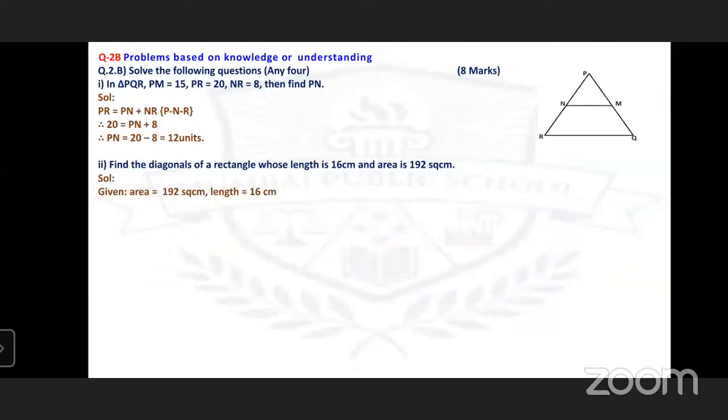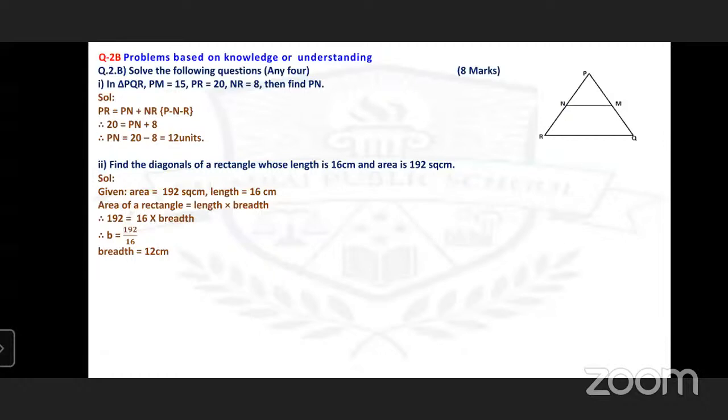So area is 192 square centimeter and length is 16 centimeter. Now we apply the formula. Area of rectangle is equal to length into breadth. Now 192 equals 16 into breadth. So here breadth is equal to 192 divided by 16. So we get 12 centimeter. So breadth is equal to 12 centimeter. But they ask find the diagonal.